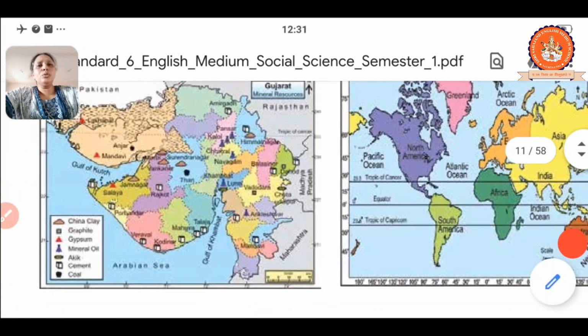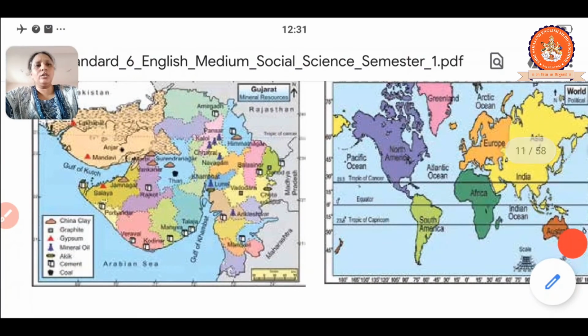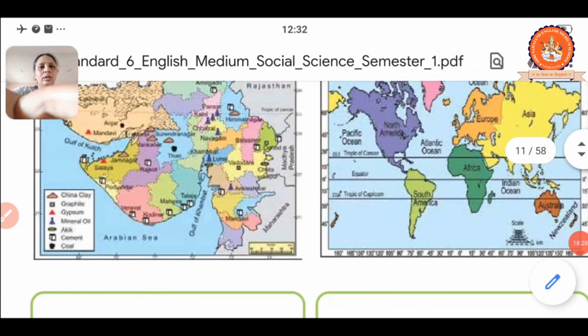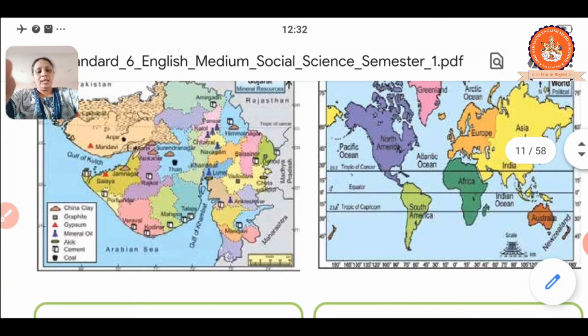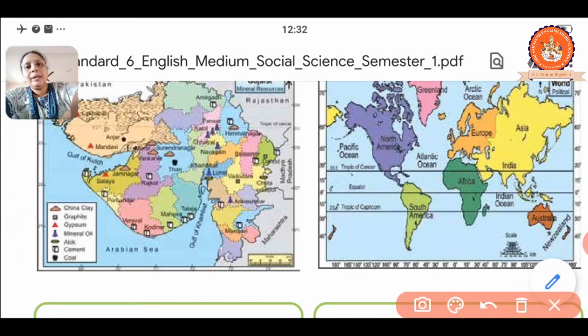Now these two maps are there on your screen. One is a Gujarat map. If I am asking, see here beta, this is important. Here I will circle on it.